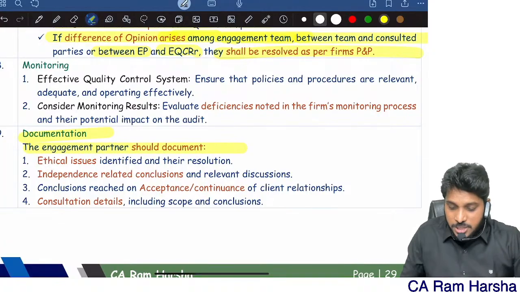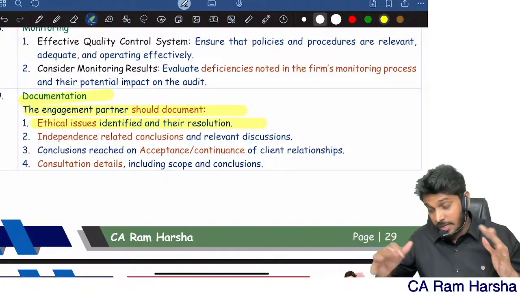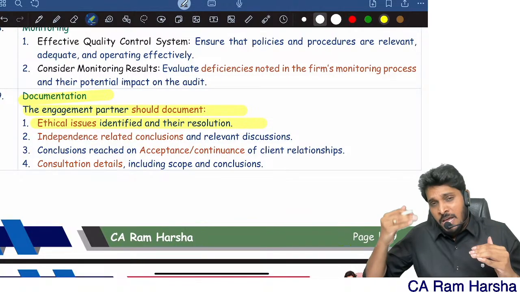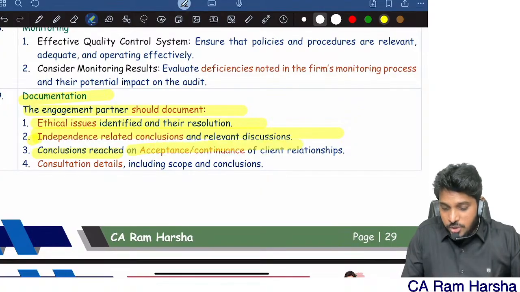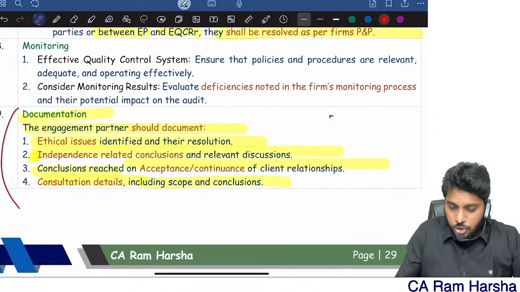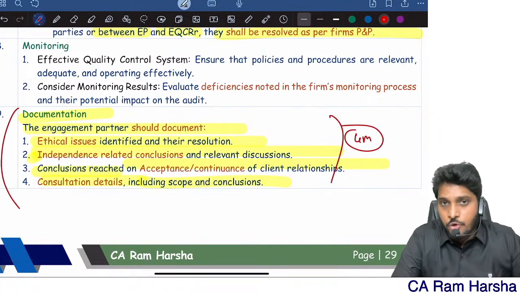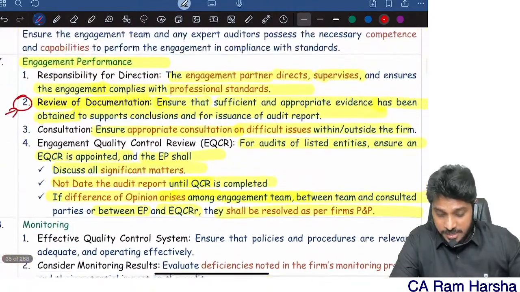Documentation. The engagement partner should document ethical issues identified. What are ethical issues? If any ethical issues are identified, how are they resolved? Independence related conclusions, conclusions reached on acceptance and continuation, consultation related details including scope of consultation. These are all various things that he should document. They may ask you this itself as a 4 marks question. Documentation requirements as per 220, that itself they can ask.